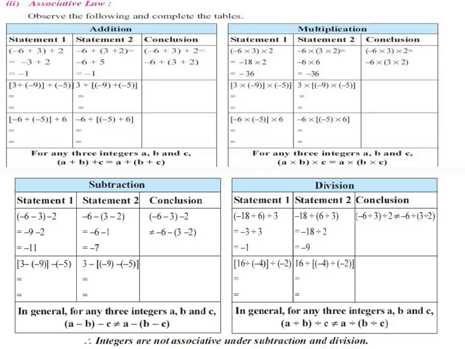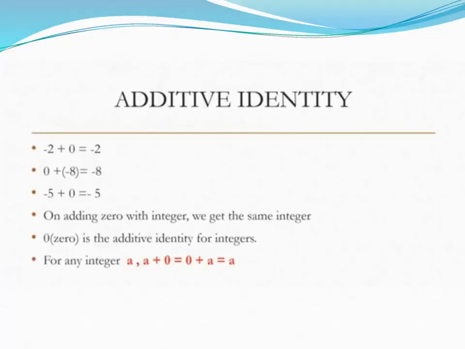Okay students, tell me which operations follow the associative law? Yes, addition and multiplication follow the associative law, but subtraction and division do not follow the associative law. For which numbers? Integers. Okay students, now we will learn additive identity.